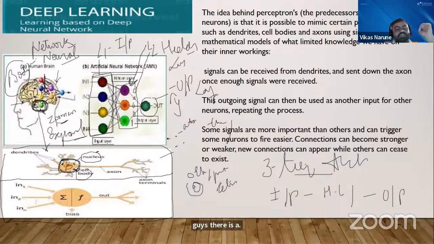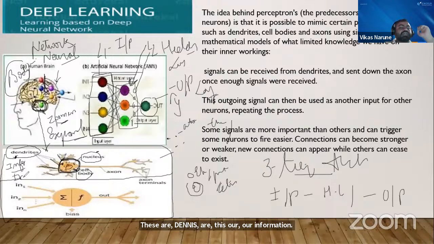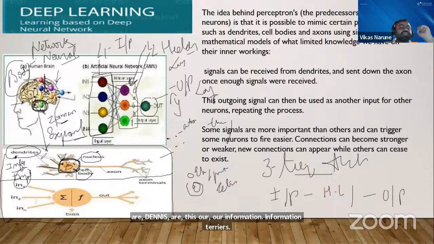Okay, so this is a cell, guys. Inside this cell, the processing will happen. And now you can see these lines, vertical or horizontal. These lines are called dendrites. Okay, these are dendrites now. And these dendrites are our information carriers. So these are our inputs, guys. The dendrites are our inputs.